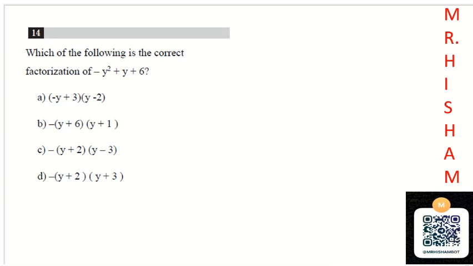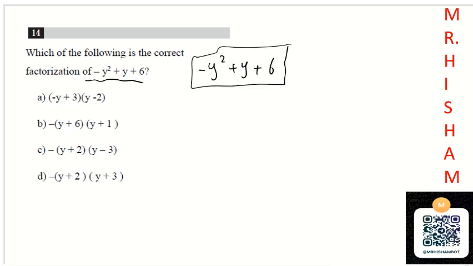I have the equation negative y squared plus y plus 6. This is called a quadratic equation. To solve it, to find the solution or to graph it, you need to define the value of a, the value of b, and the value of c, where a is the coefficient of x squared. So the coefficient of y squared here is negative 1, the coefficient of y is 1, and the constant is 6.